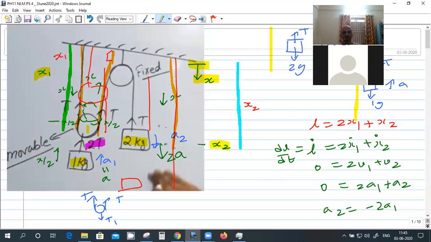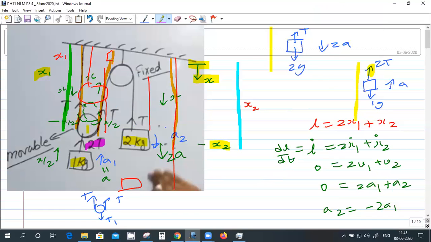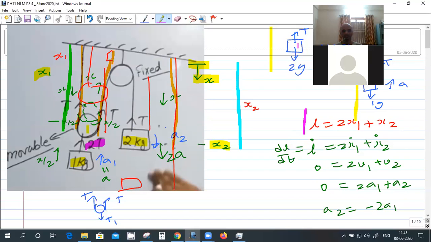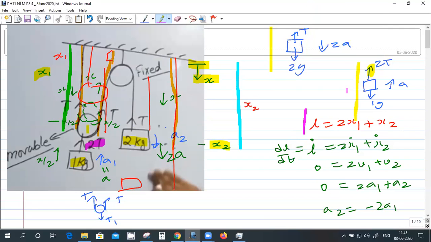So from this we can write the equation and solve for T and a. It's a trivial thing, you have already done it. The important thing is this: the length of the string is constant, so from that you get the relation between the accelerations. I always prefer this method, otherwise you have to reason it out by some other method, which can get confusing. So this method is clear, no?